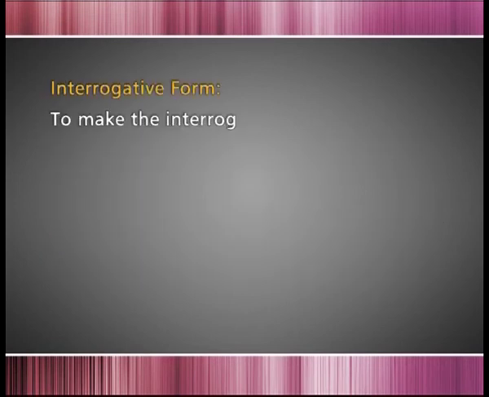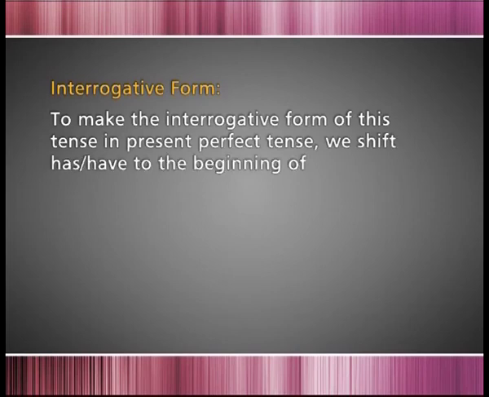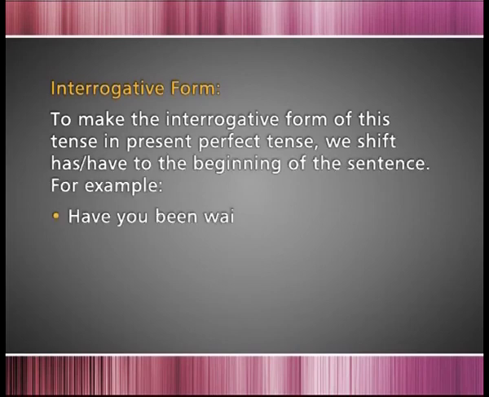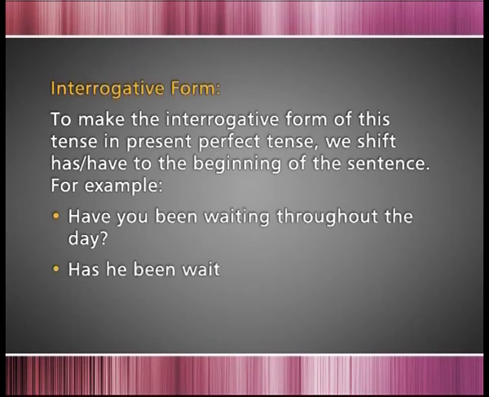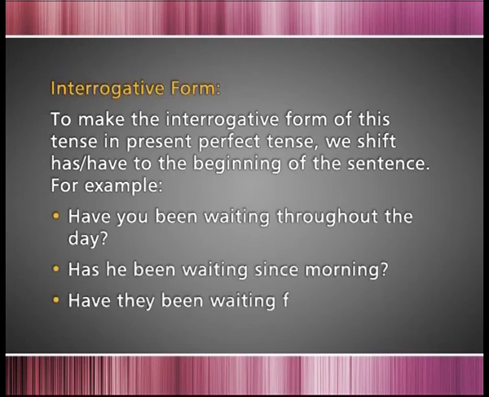Interrogative form. To make the interrogative form of this tense, we shift has or have to the beginning of the sentence. For example, have you been waiting throughout the day? Has he been waiting since morning? Have they been waiting for a long time?